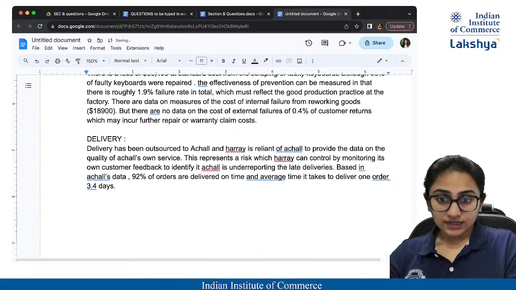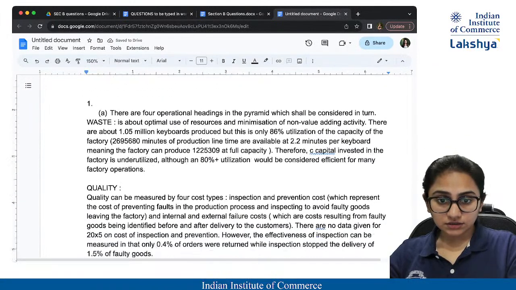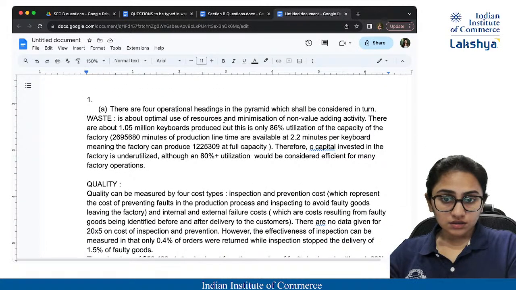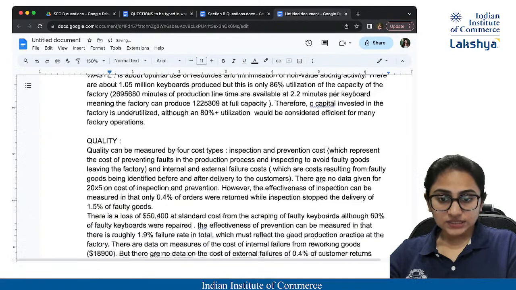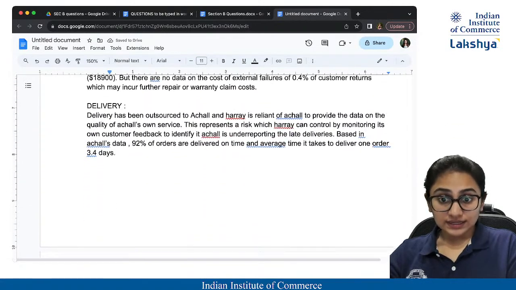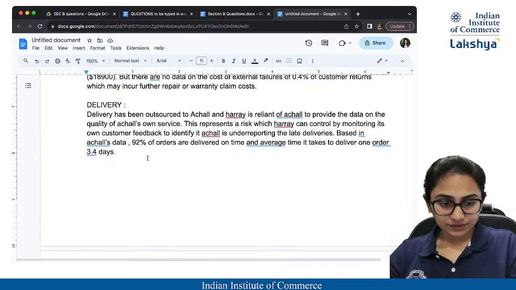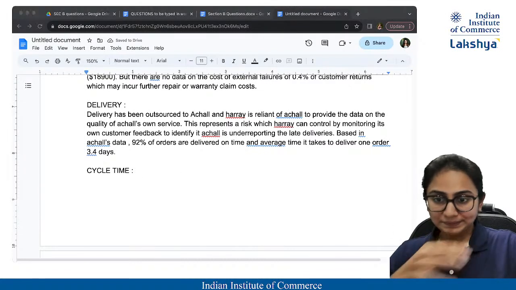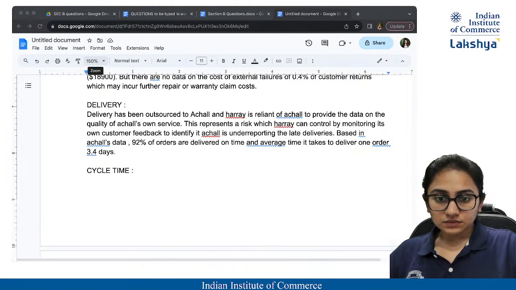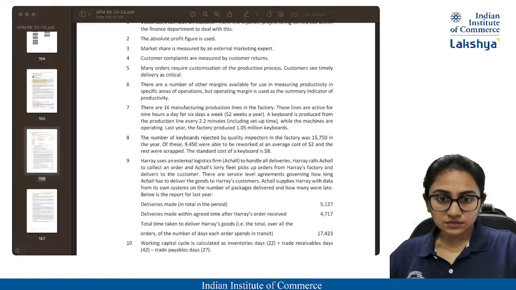That is delivery. And the next indicator of the operational heading that we should consider: waste is done, quality is done, delivery is done. Next is cycle time. Again, for cycle time, there's a last paragraph that is given. So let's look at that. The cycle time. Look at the last paragraph, 10th one.